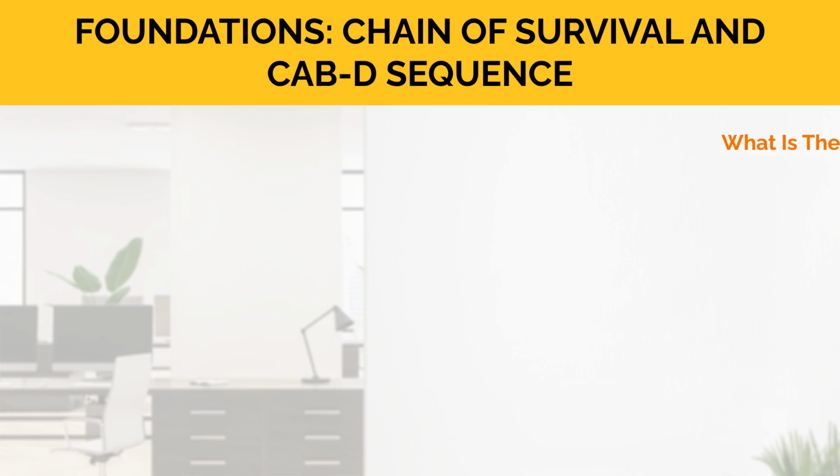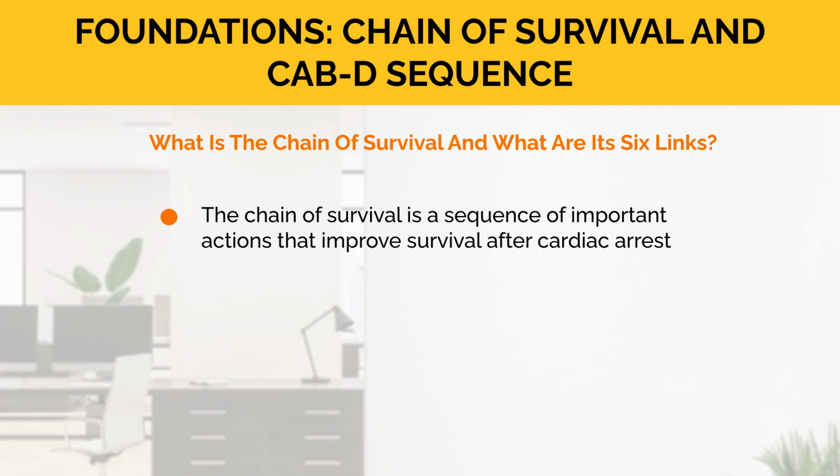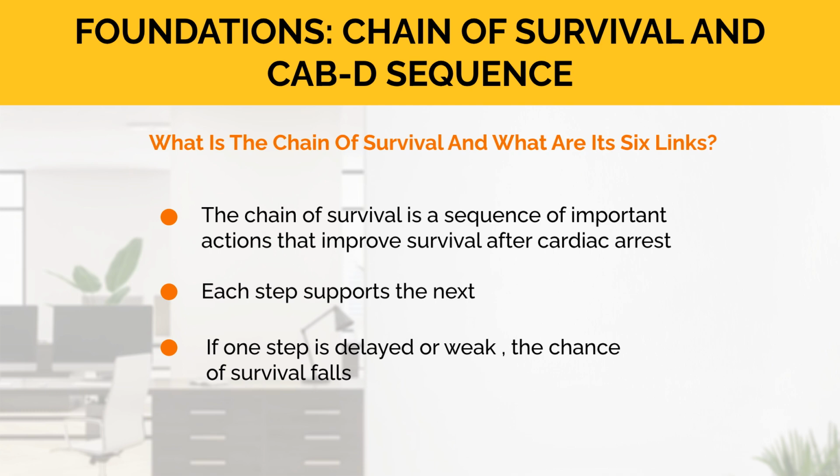Now let's look at what chain of survival is and what are its 6 links. The chain of survival is a sequence of important actions that improve survival after cardiac arrest. Each step supports the next. If one step is delayed or weak, the chance of survival falls.